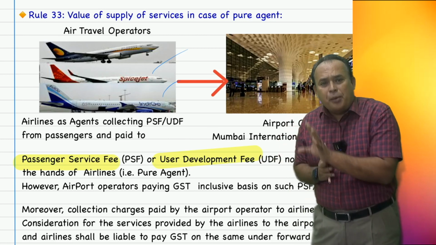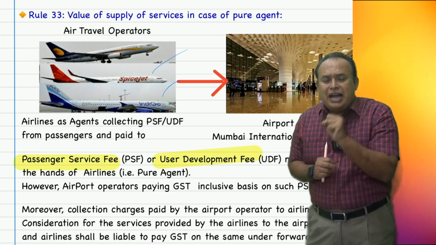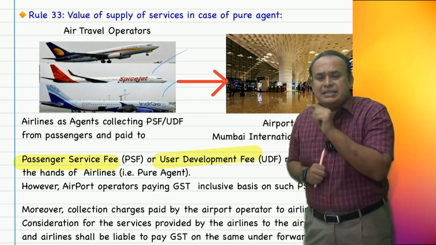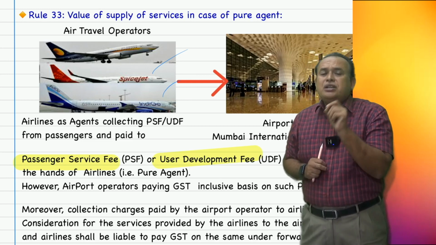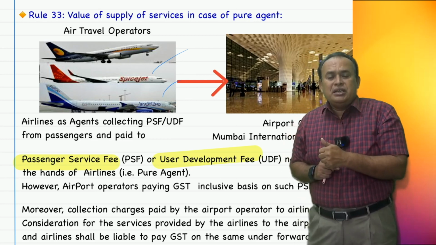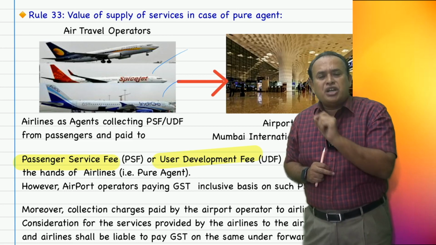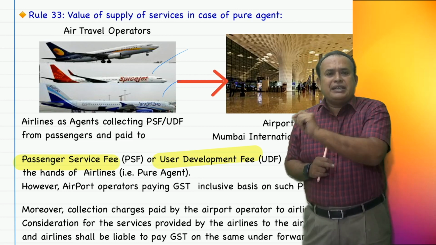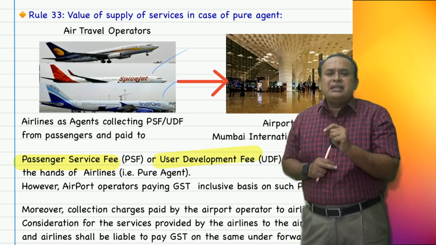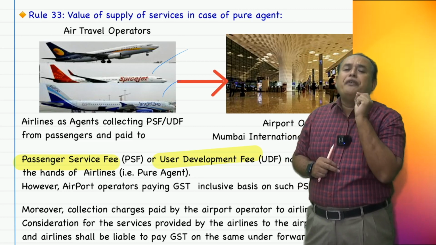Now, the air travel operator is collecting this and paying to them. If so, when they collect the passenger service fee from passengers for the airport operator's purpose, they are collecting and paying the same amount. For example, SpiceJet charges airfare 10,000, adds passenger service fee 150, ticket value 10,150.